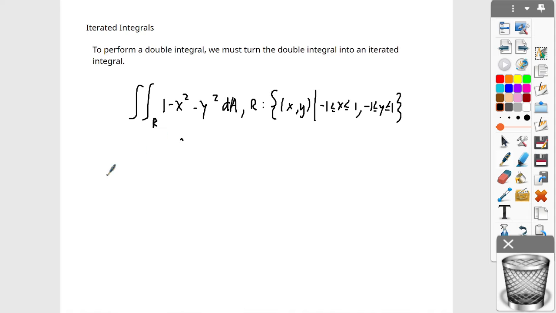So we have to turn this into an iterated integral to evaluate. How will we do that? Well, it's the integral of 1 minus x squared minus y squared. Now this is -1 to 1 and -1 to 1, so it's not very nice. There will be situations where it's a little better to do it one way than another, but in this case, we will just do it the way that we're supposed to. I'm going to use dy dx for now, and then we have -1 to 1, -1 to 1.